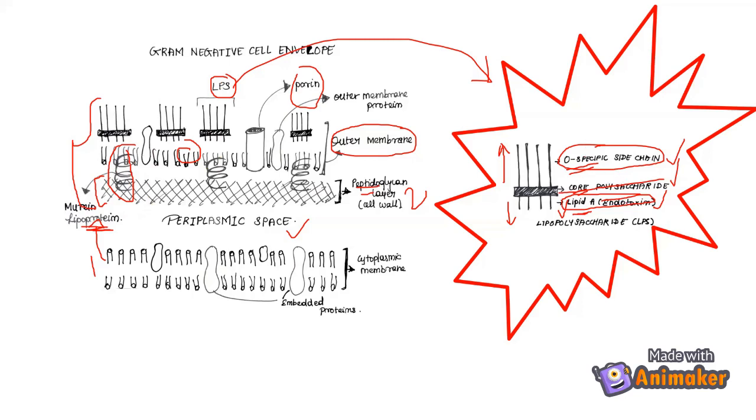Core polysaccharide is water soluble. Lipid A, endotoxin, is highly significant as when the cells are lysed, it is released into circulation and it causes fever, diarrhea, and even septic shock. Last, we have porin proteins, which allow for the passage of nutrients.